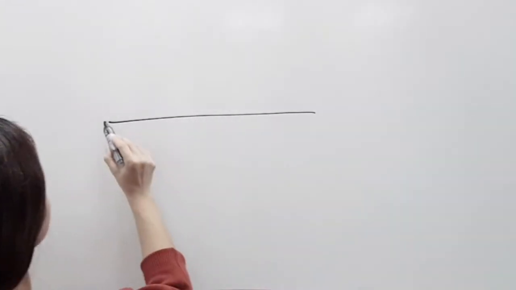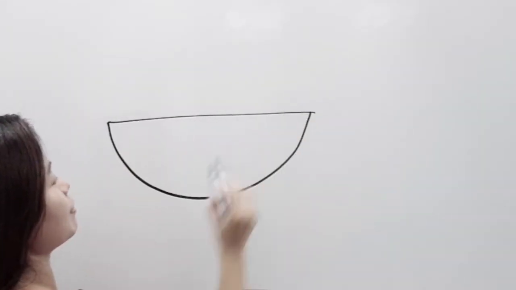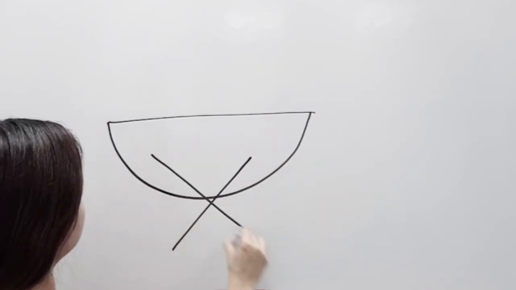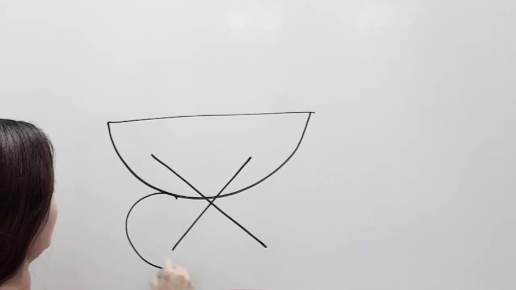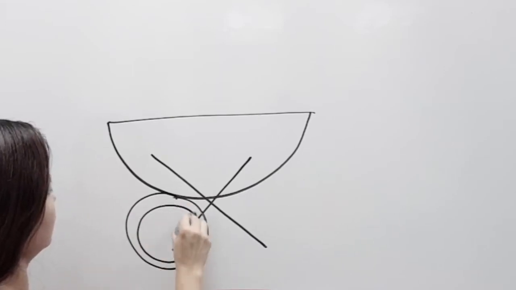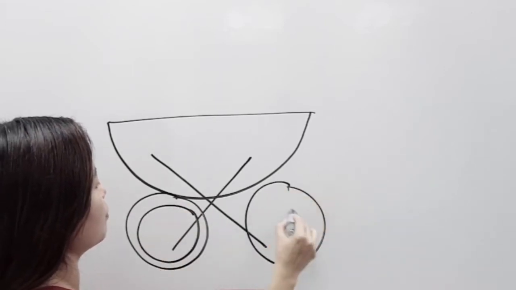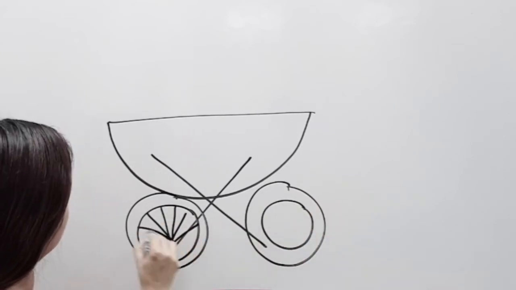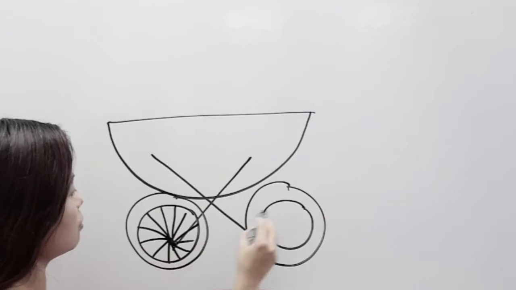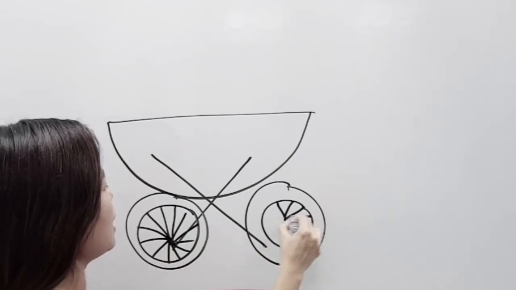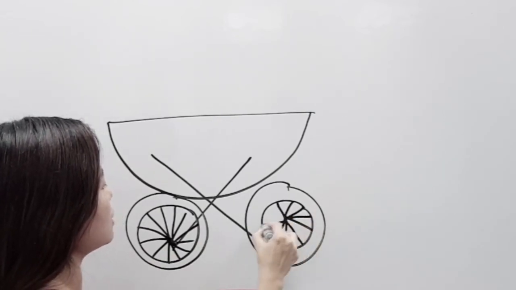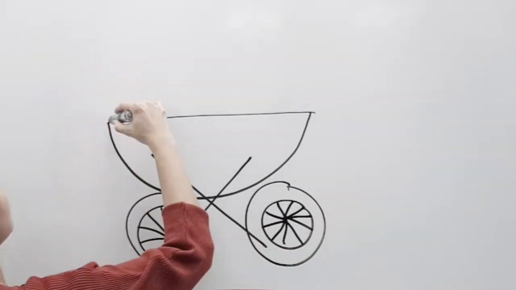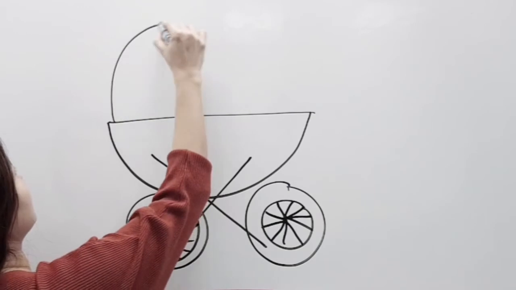First, we draw one line. Make it into a semicircle. Then you draw an X from here. Okay. Then you draw the wheels. The wheels on the pram go round and round, round and round. The wheels on the pram go round and round all day long. Okay, so after that, this is what you draw. Another semicircle.